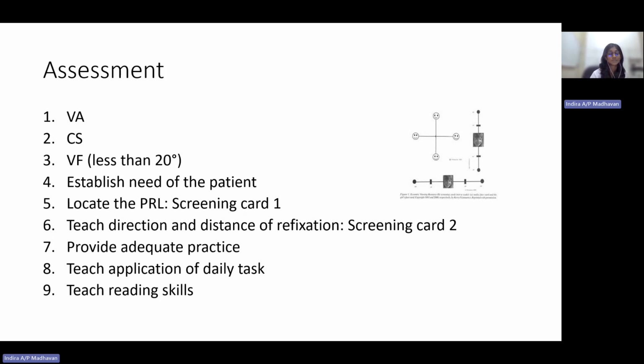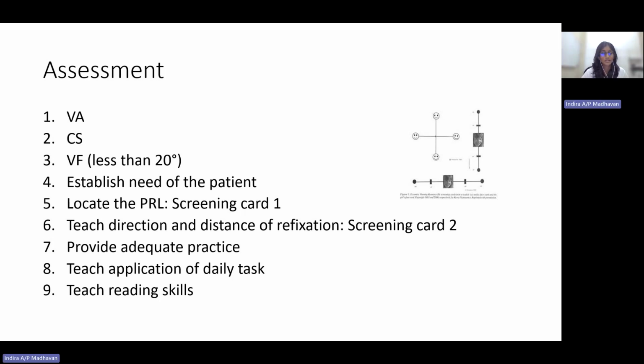For example, if the patient needs both exercises, distance and near, then we tell the patient that we will start with the distance first. And once the distance is already adapted to the eccentric viewing and you can habitually do that without any problem, then we will do the near eccentric viewing training. So it goes step by step. First start with distance, then the reading or the near task. So that is how you establish the need of the patient.